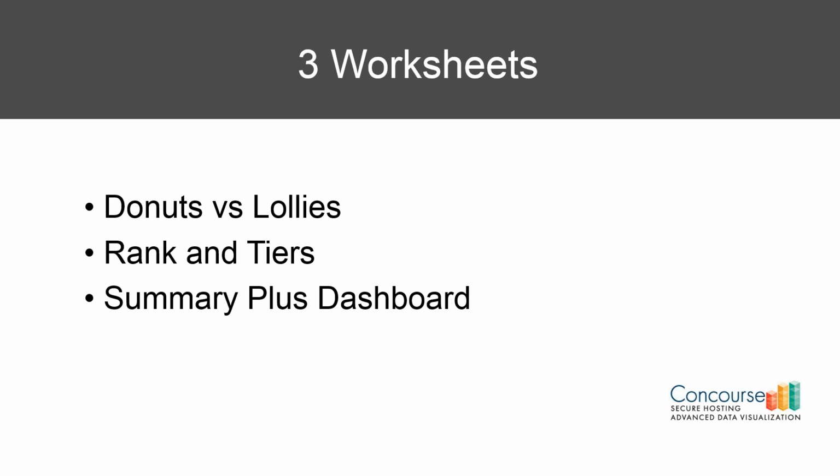Today I'm going to be making about 3 different worksheets focusing on different things, again, related to gift officer actions. We're going to look at donuts versus lollies. I'm going to do a calculated field that does a ranking into different tiers of gift officers, for maybe looking at performance based on actions. And then we'll do a summary table and build a dashboard there at the end.